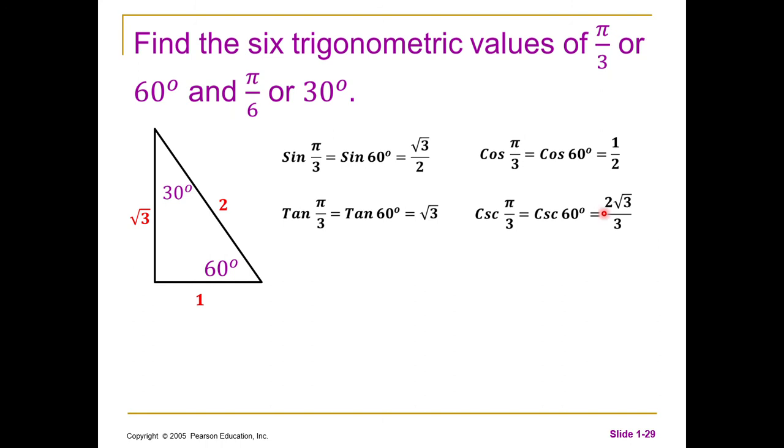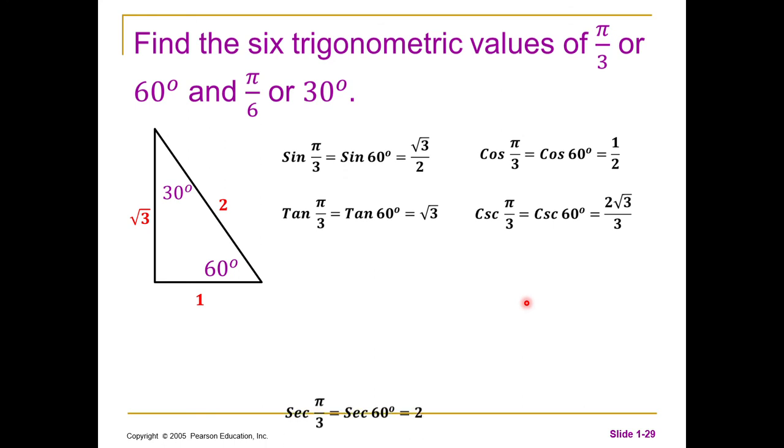Pag sinolve natin, multiply mo square root of 3 over square root of 3. So, 3 times, square root of 3 times square root of 3, mawawala yung square root niya, magiging 3 na lang doon, or radical sign. So, magiging 2 square root of 3 over 3. So, doon nakukuha yan mismo.